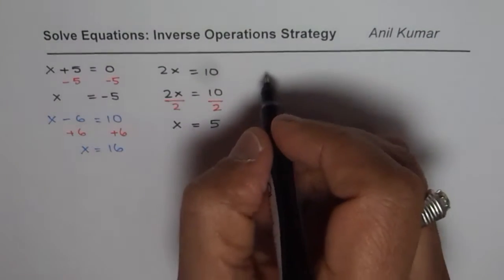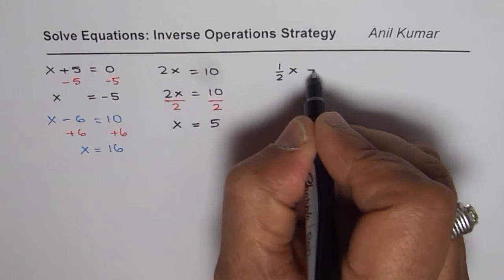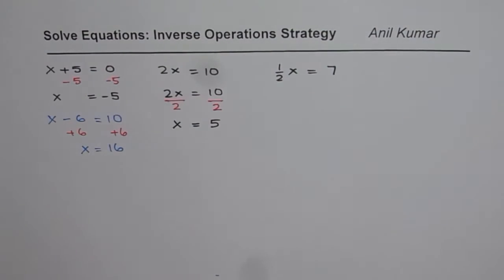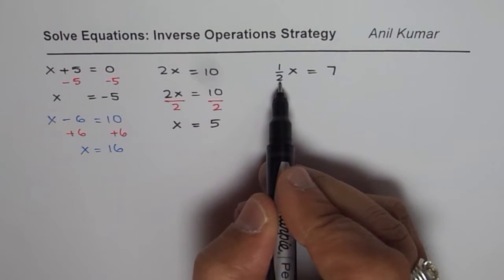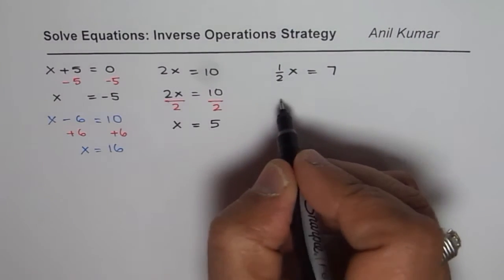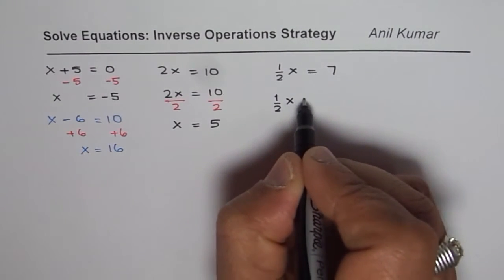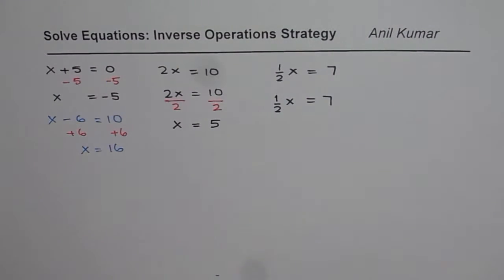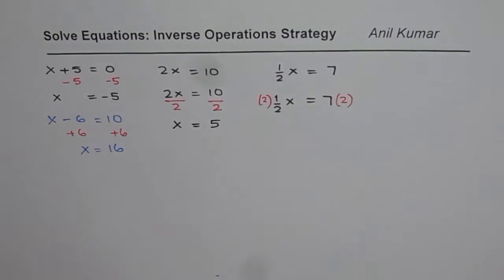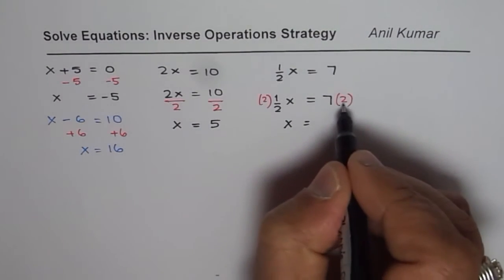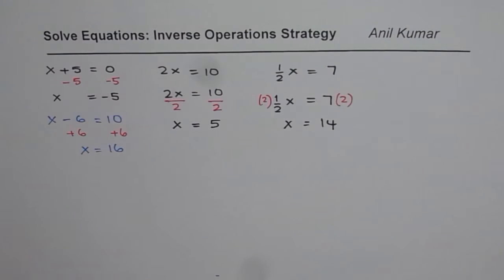Okay, if I had half of x equals, let us say, 7, how will I solve this equation? Well, what is the inverse of division? You could multiply by 2 on both sides. You get it, right? So we have half of x equals 7. I could multiply by 2 on both sides, that is times 2 here and times 2 there. That gives me the solution as x equals 7 times 2, which is 14. You get the idea, right? So likewise, we can find the solution of equations by doing inverse operations on both sides.